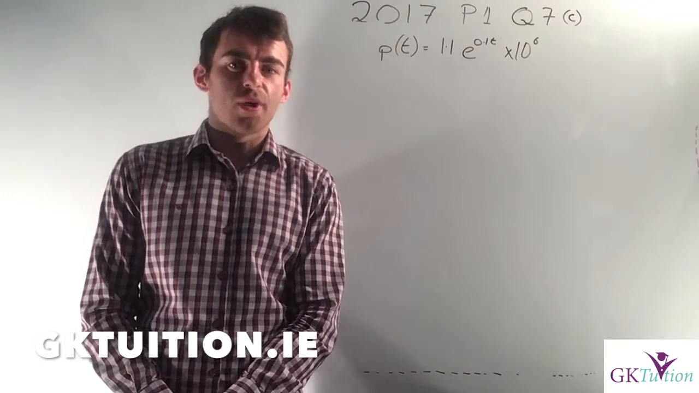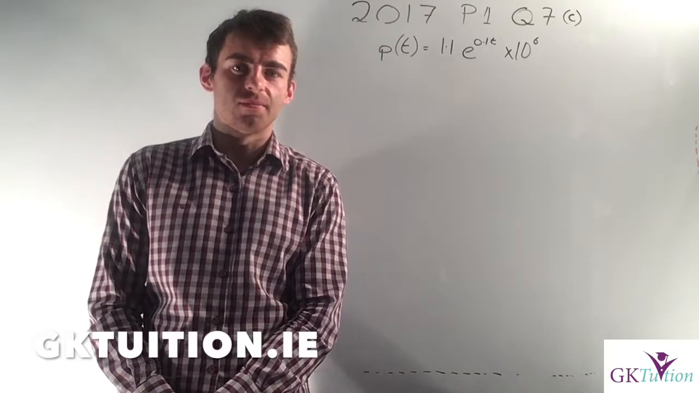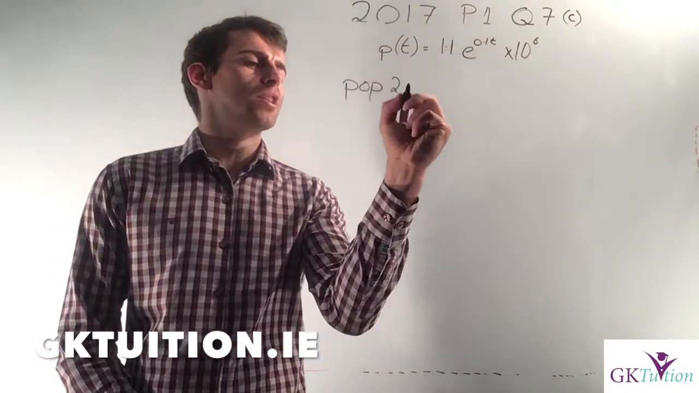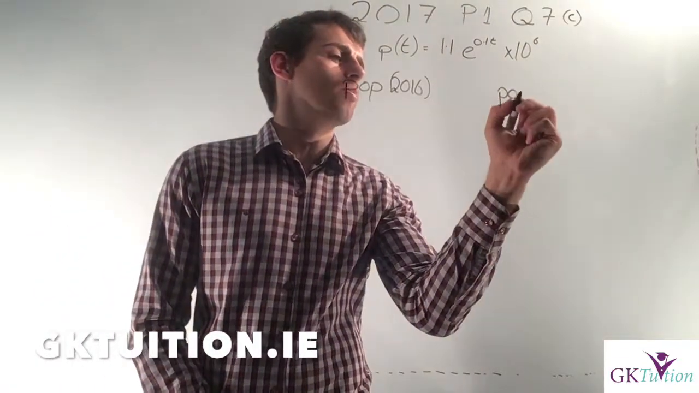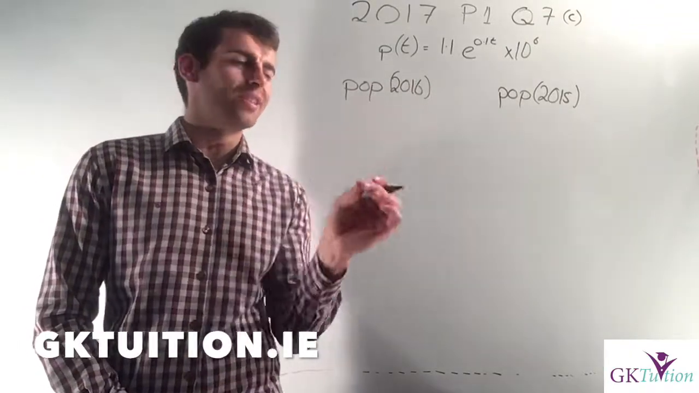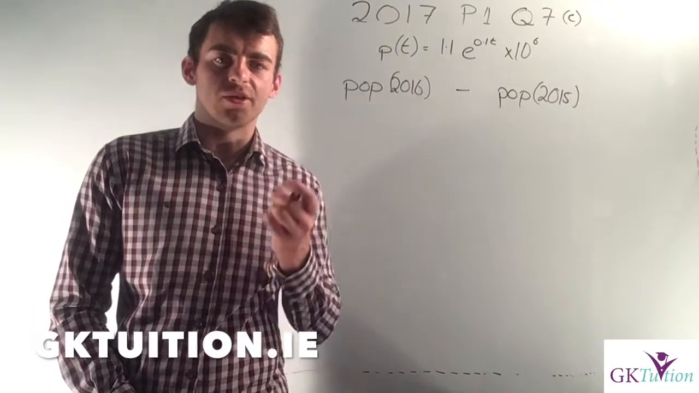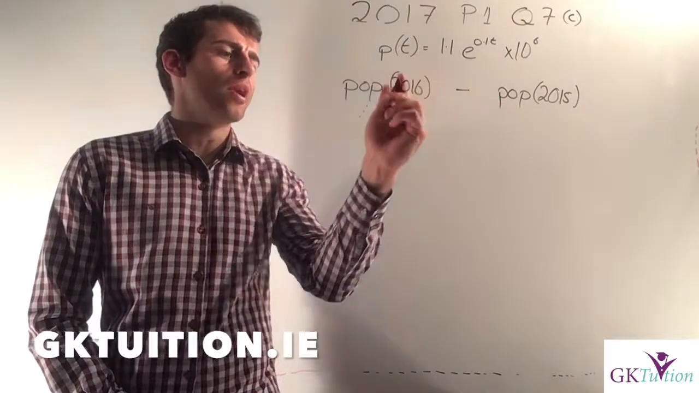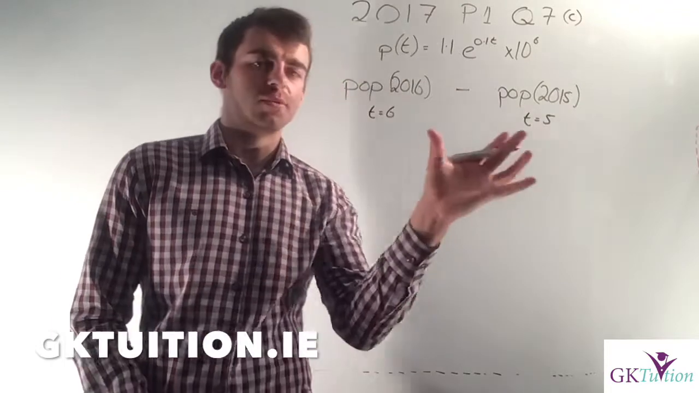For the third part of this question, we're asked to work out the predicted change in population in 2015. In order to do that, we're going to work out the population at the start of 2016, and also the population at the start of 2015. Clearly the difference between the start of 2016 and the start of 2015 will be the increase in population over the course of that year. So we just need to sub in t equals 6 and then t equals 5 and subtract our two answers.